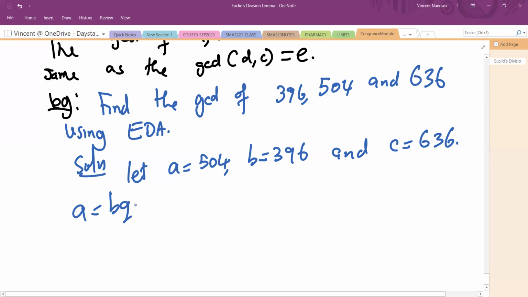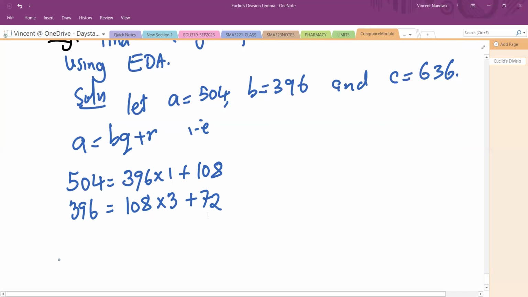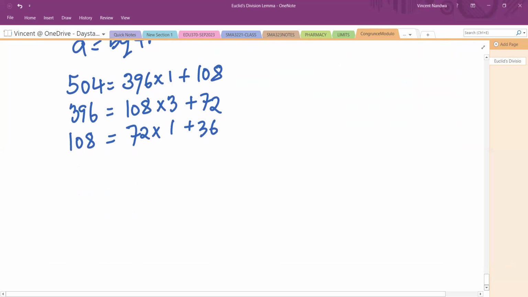So A equals BQ plus R, i.e. 504 equals 396 times 1 plus the remainder, in this case 108. Our next step, A will be 396, our B will be 108. Quotient in this case will be 3 plus the remainder is 72. New A becomes 108, B becomes 72. Then quotient is 1, remainder will be 36. Next step, A will be 72, B 36, quotient will be 2, and the remainder will be 0.